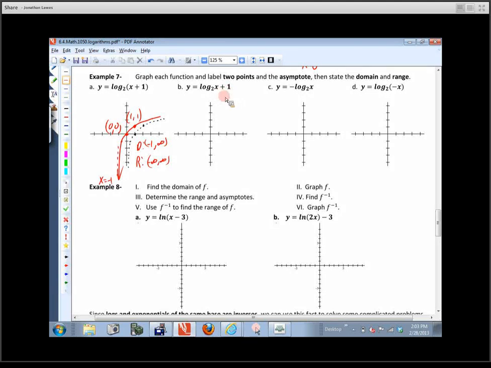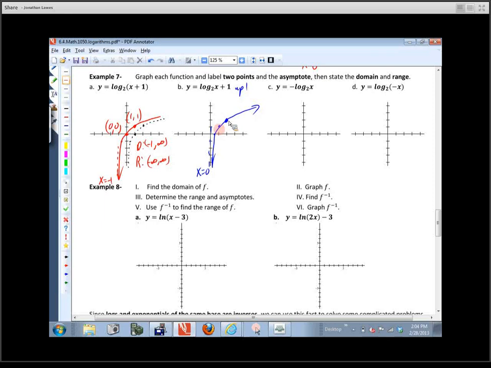Same parent function. What does the +1 do here? Up 1. So I'm going to take this graph and move it up 1 unit. Now, does moving it up 1 unit change the vertical asymptote? Same vertical asymptote. So still going to be x equals 0. But if I move this point up 1, it would be there. If I move that point up 1, it would be there. If I move this point up, it would be right there. And again, I've got those 3 points. I can make the shape along with that asymptote look something like this.